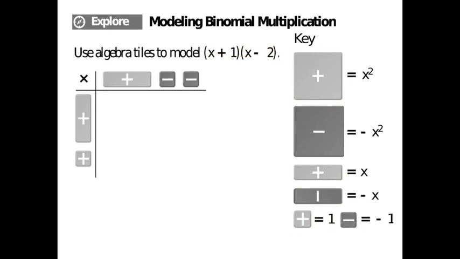So we are going to be multiplying an x plus 1. So there is our x, and there's our plus 1. And we're going to multiply that times an x minus 2. So there's our x, and there's our minus 2 of them. And all we got to do is take these little boxes and rectangles and little tiny squares and put them in here to fill up all the little gaps.